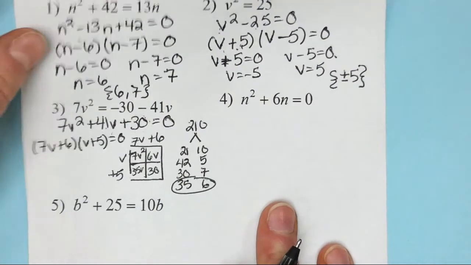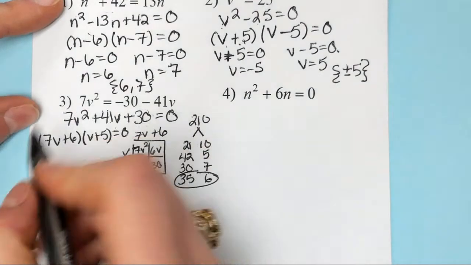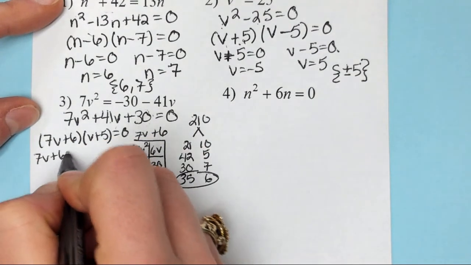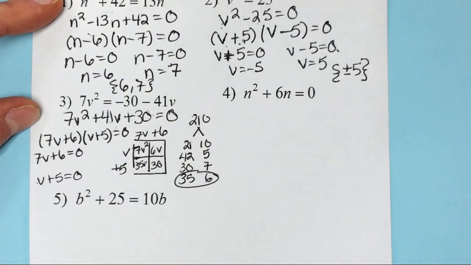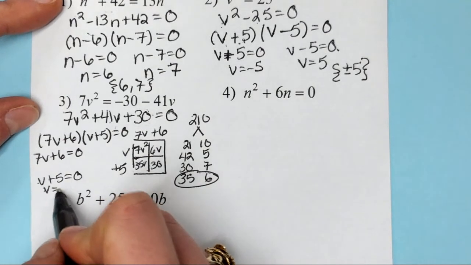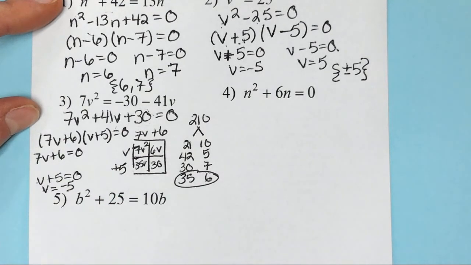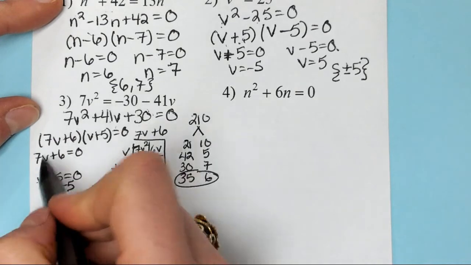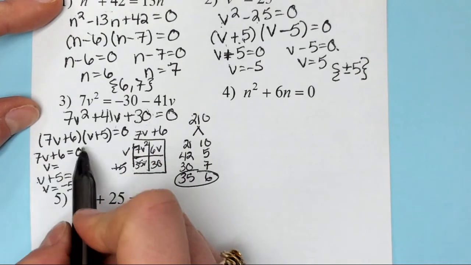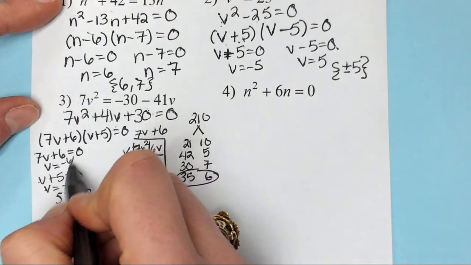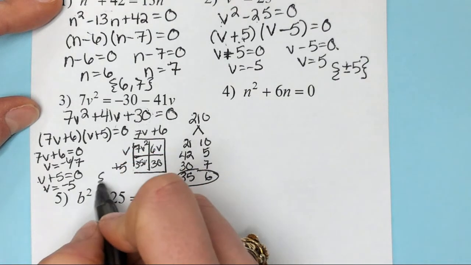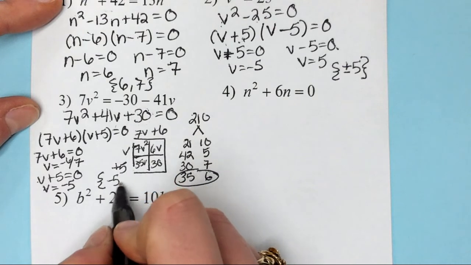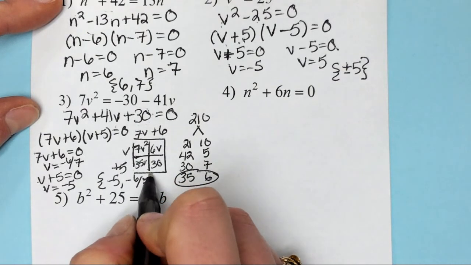Then I'm going to set each of those factors equal to 0. So I have 7v plus 6 equals 0, and v plus 5 equals 0. From this one, I'm going to have the solution v equals negative 5. And from here, I'm going to have v is equal to negative 6/7. So we subtract 6 and then divide by 7. So my solution set for this problem is negative 5 and negative 6/7.